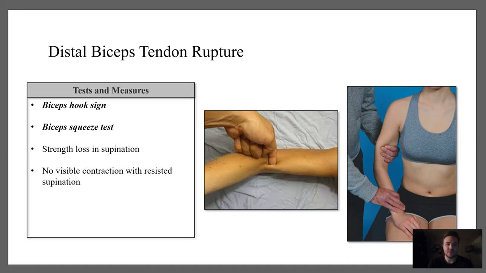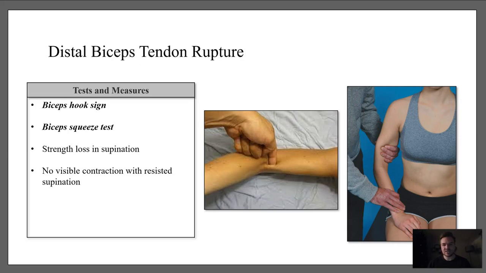Try not to put a negative or positive associated with a hook sign, because depending on how you're thinking about it that day, the biceps hook sign is negative. Oh, that's a biceps rupture? No, it's a negative test, which means, anyways, you see where I'm going with this rabbit hole.